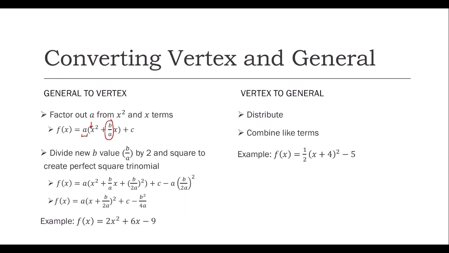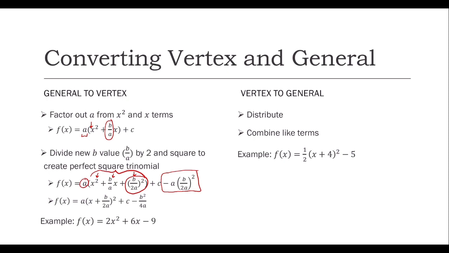perfect square trinomial. So this here is our perfect square trinomial because we have a squared value as our first and last, and then our middle value is our square root of the first times the last times 2. So this is your perfect square trinomial. So since we've added our a times b over 2a squared, we need to subtract that here at the end so that the equation is still equivalent to the initial one. So when we simplify that, we'll get that f of x equals a times x plus b over 2a squared plus c minus b squared over 4a.